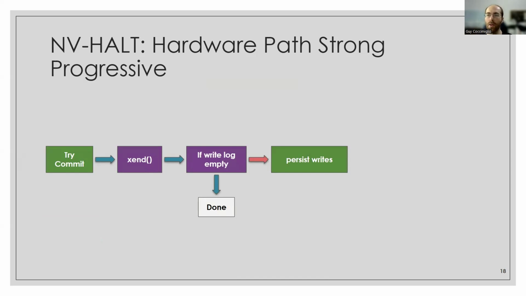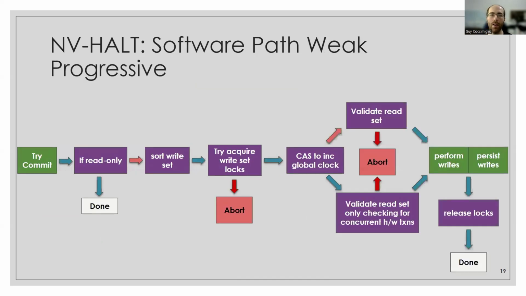Now, importantly, we have already performed the writes in hardware, and we still hold the locks. We claimed the locks in hardware, and we still hold the locks, so we can go forward with persisting, after which we will release the locks, and then we're done. Great. All right, so now let's take a look at how we can transform our strong progressive implementation into our weak progressive implementation.